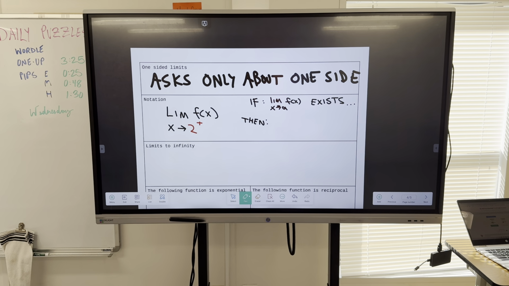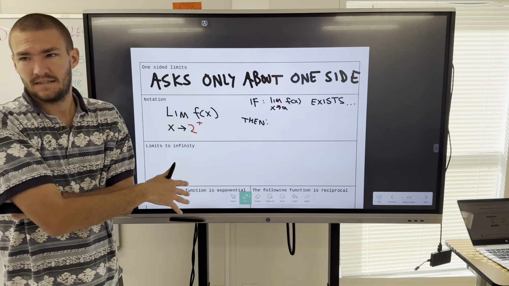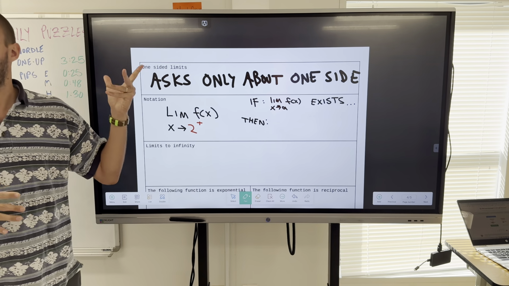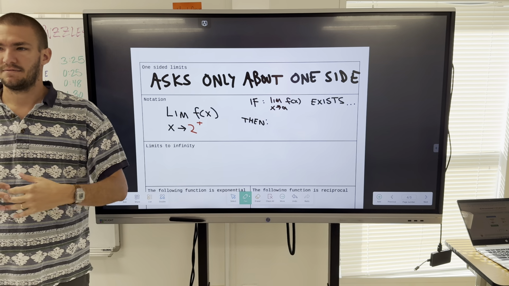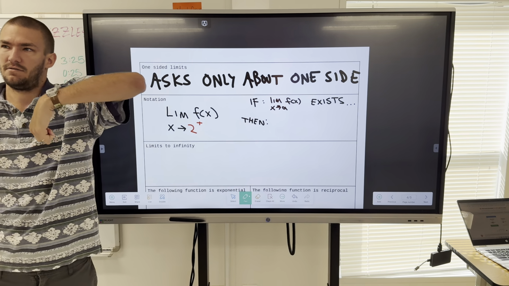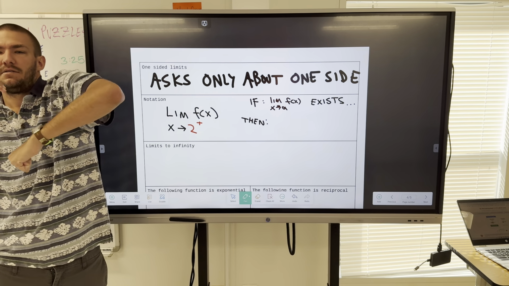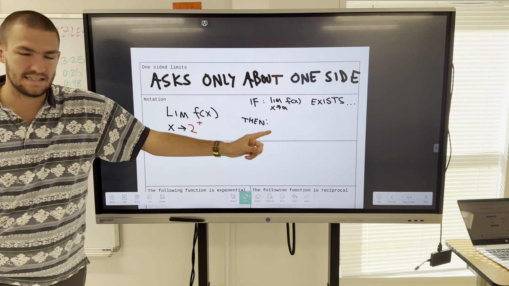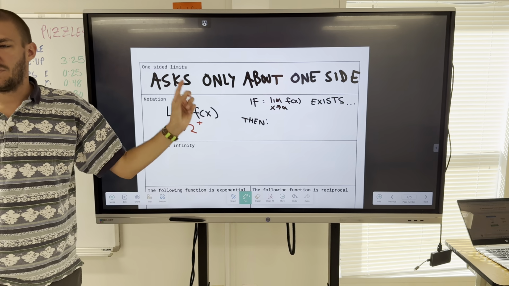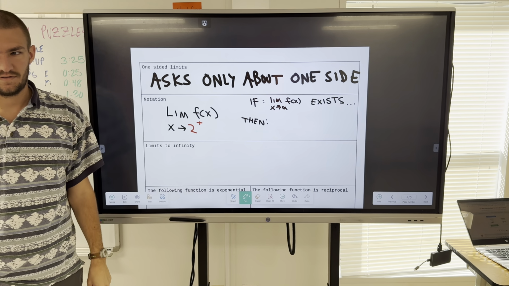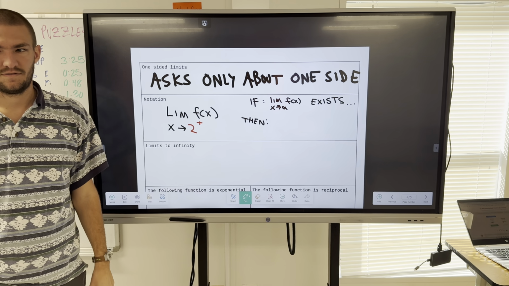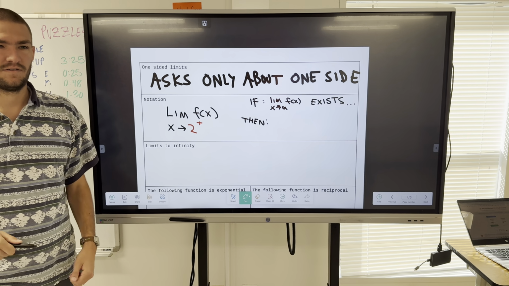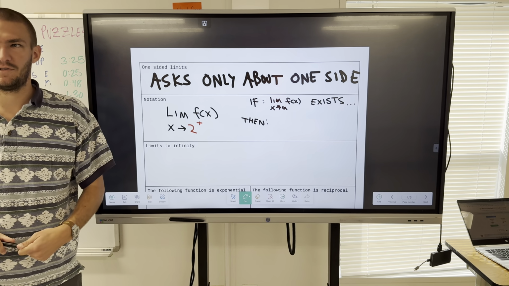So we've seen some where the limit exists, like the first several that we had, and we've seen most recently one where the limit does not exist. It was one of these. It looked like this. So, if the limit exists, then what is true? Yes, both one-sided limits are the same.